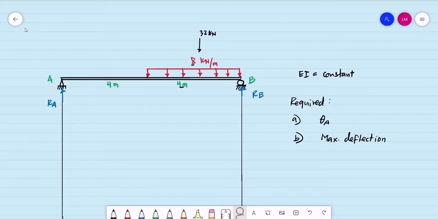Okay, so let's have another example for the area moment method. For example, we have this beam loaded as shown. We assume that the EI is constant and required. Letter A, the rotation at A. Then letter B, the maximum deflection.